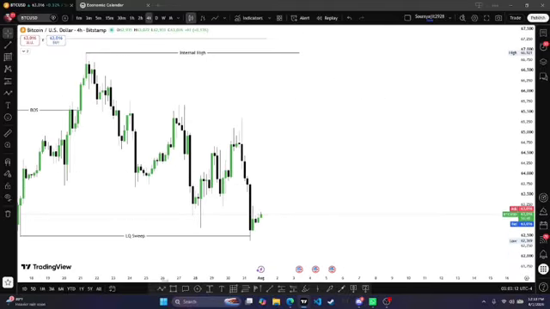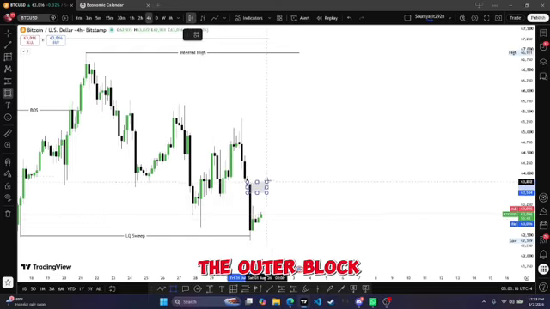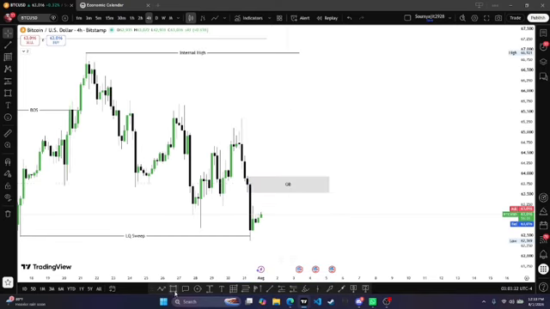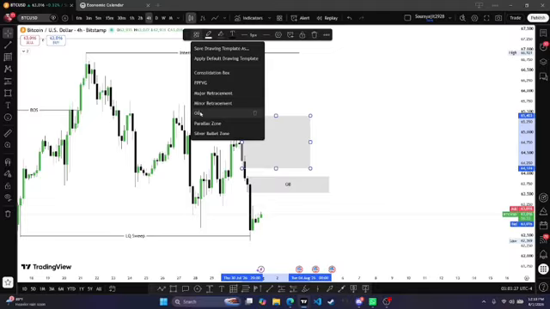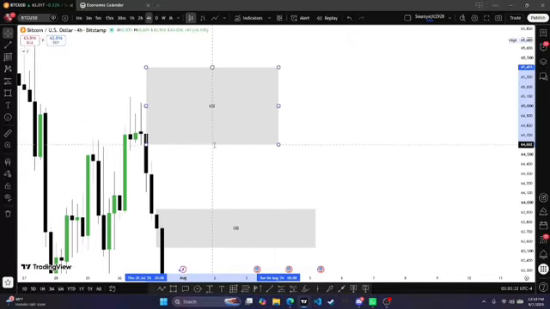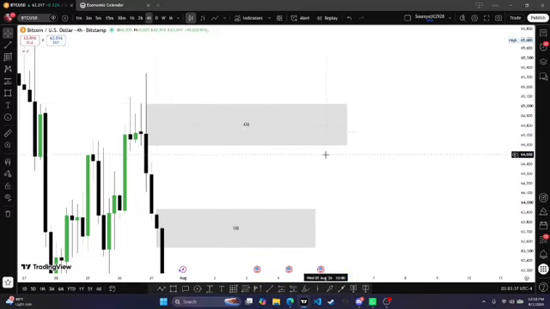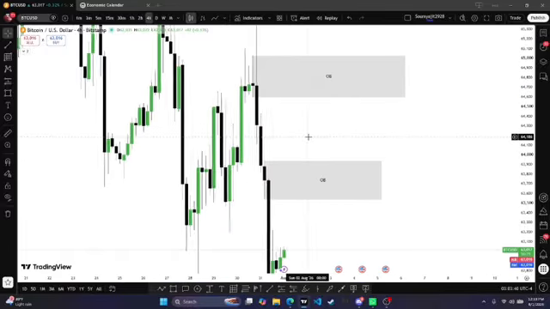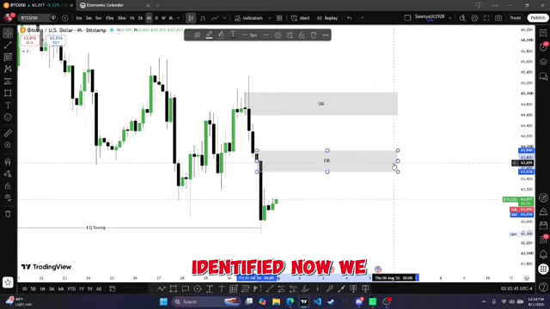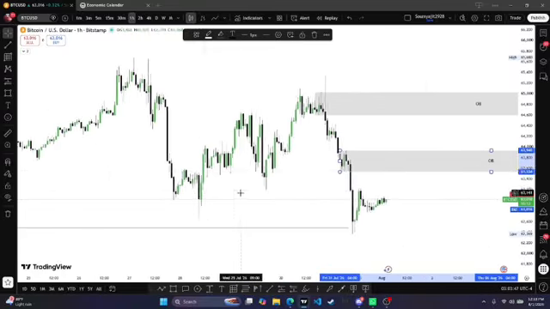Okay. Now after that has been done, we can also see we have the order block here and the order block. But we can further refine it to this particular candle to make it smaller. There we go. So this has been identified. Now we can go to 1 hour.